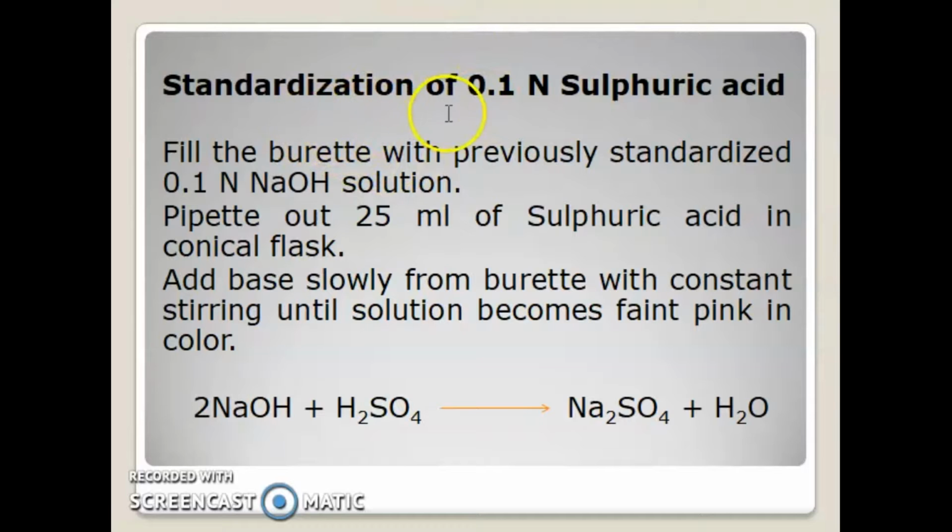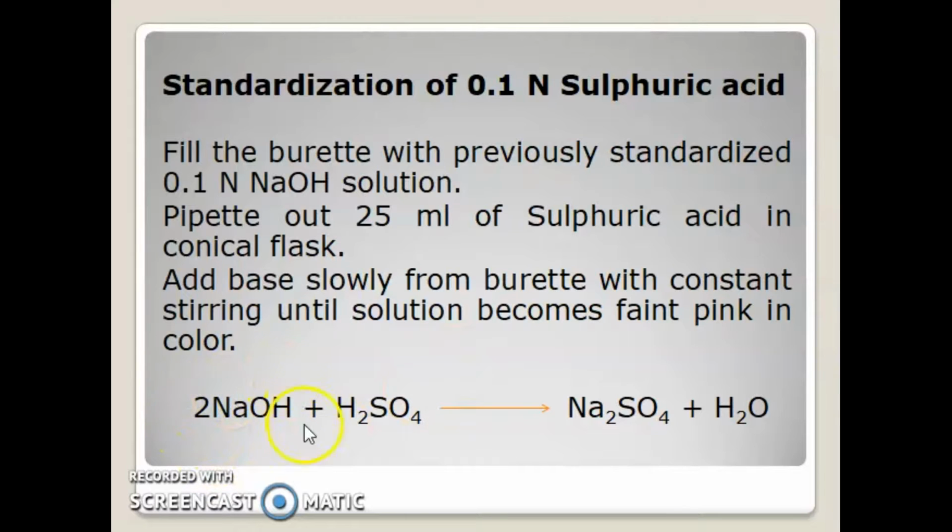Now the next step is the standardization of 0.1 normal sulfuric acid. Fill the burette with previously standardized 0.1 normal NaOH solution. Pipette out 25 ml of sulfuric acid in a conical flask. Add the base slowly from the burette with constant stirring until the solution becomes faint pink in color. You have to add the indicator here, that is the phenolphthalein indicator.